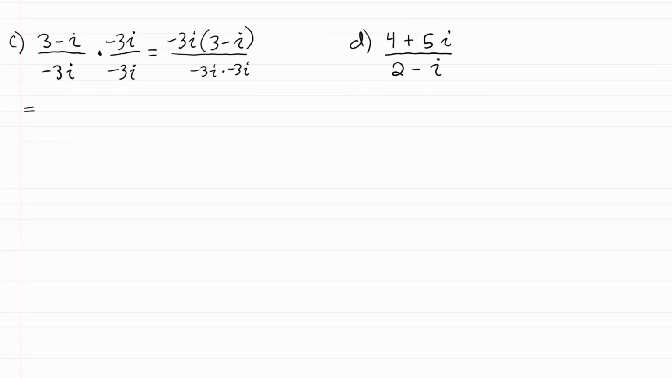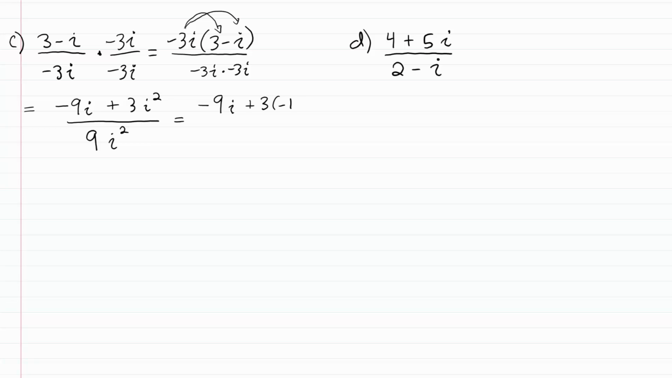Now, if you think about that, of course, the -3i times +3 is going to give you -9i. And then you'd have -3i times a -i. That's going to give you a positive 3i squared on top. And on the bottom, you're going to end up with basically -3 times -3, which is a positive 9, and i times i, which is i squared. Now, we already talked about the fact that i squared is actually -1. That means the top will become -9i, and then it'll be plus 3 times -1. And in the denominator, it'll be 9 times -1. Because remember, all those i squared just become -1s.